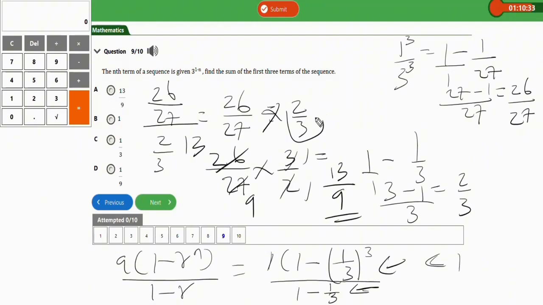This is basically how you can deal with problems involving sums of AP and GP. That's sequence and series for your JAMB Maths. Hope you learned something interesting from this video.